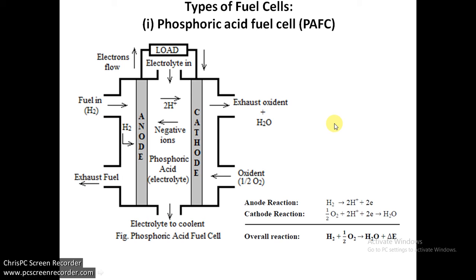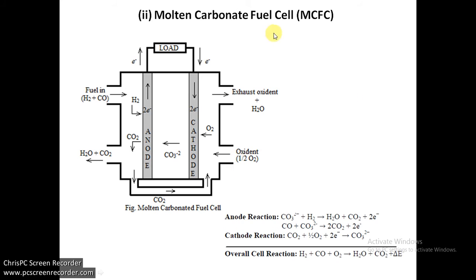The next type of fuel cell is the molten carbonate fuel cell, MCFC. As you can see here, the construction is similar to the previous one. The only difference is that in place of hydrogen alone, we are using hydrogen and carbon monoxide as a fuel, and oxygen or air as an oxidant. Anode and cathode are similar, but here in place of phosphoric acid we are using molten carbonate as the electrolyte.